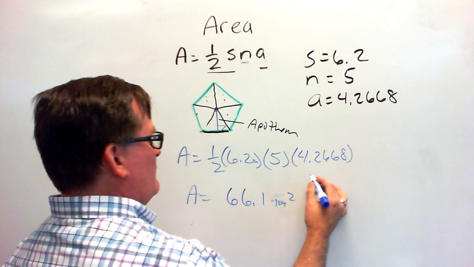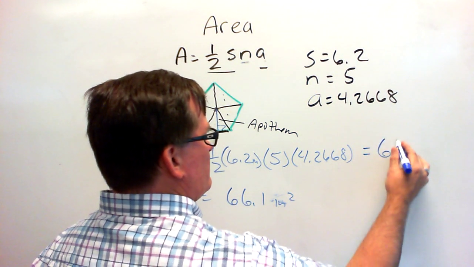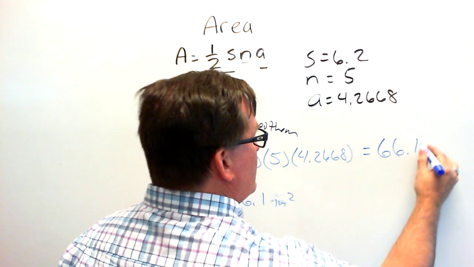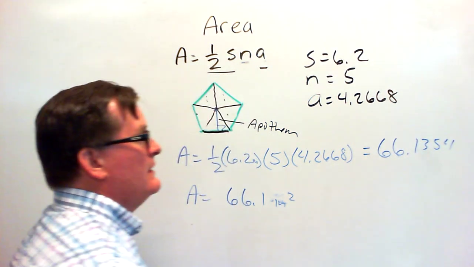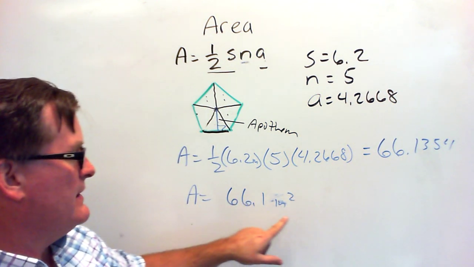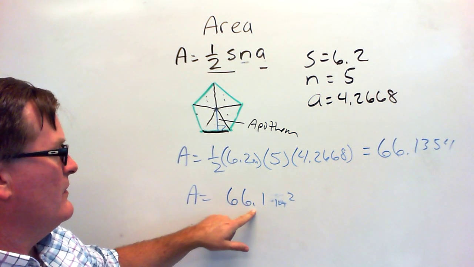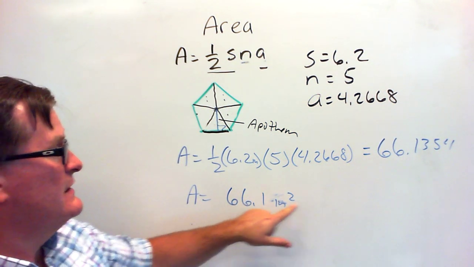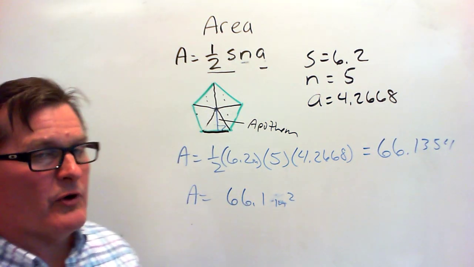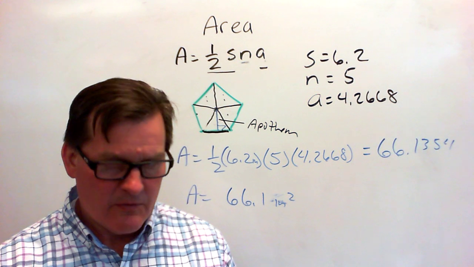And actually, when you calculate this, you're going to get something like 66.1354. And then your teacher or the problem will tell you where to round it to, and I've rounded to the nearest tenth, or the nearest 1 decimal place, which the 3 determines stays a 1. So 66.1 inches squared is the rounded answer.